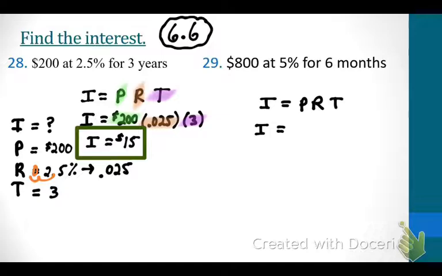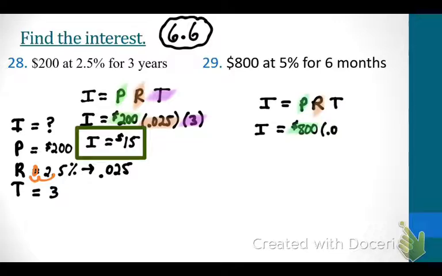Next up, let's talk about the P. What does the P stand for again? Principal. The principal. Do we know the principal? Yes. $800. The rate. What's the rate that it tells us? 5%. So we have to change that 5% to a decimal. What would that be changed to a decimal? 0.05.